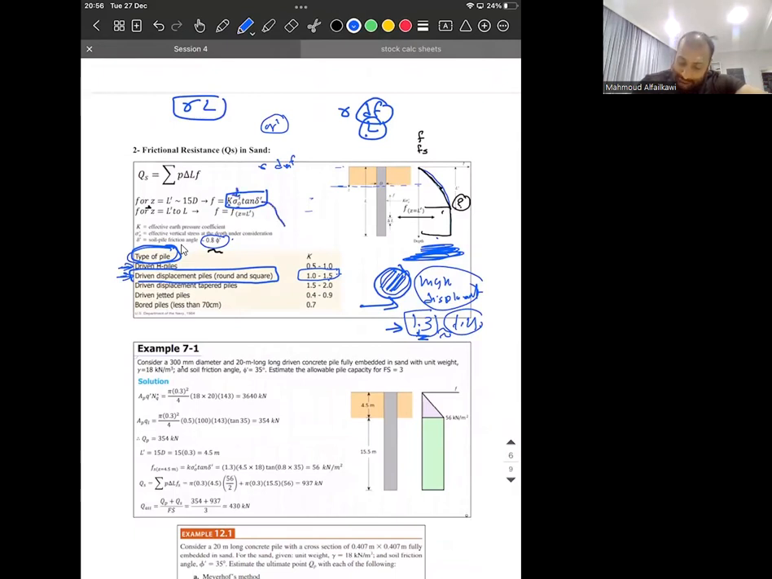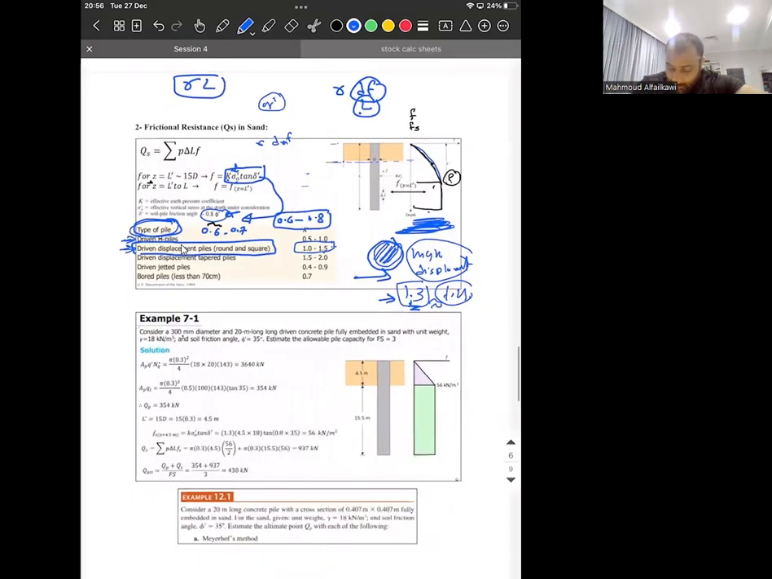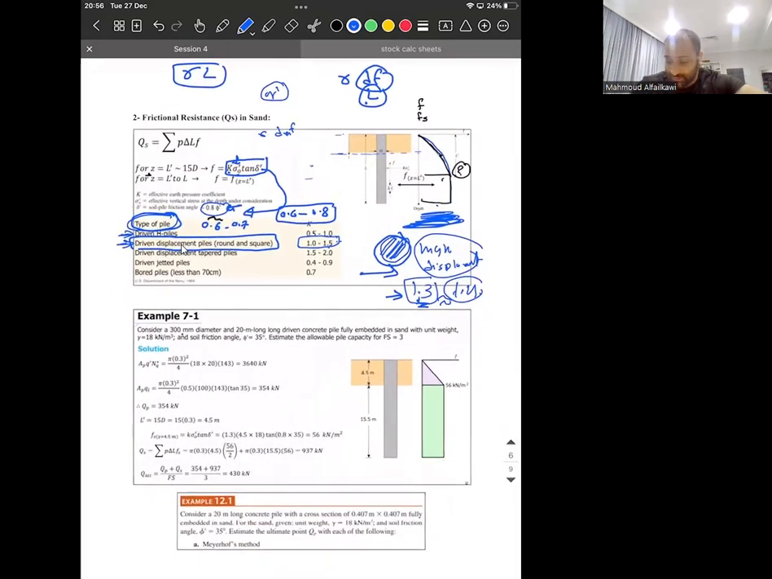Now, delta is defined as 0.8 phi. Braja's book uses 0.6 sometimes. I've seen 0.7, so it's safe to say that the range is from 0.6 to 0.8, but in this example I'm going to use 0.8, because that's what you're basically taught. But it's not wrong if you actually choose 0.6 or 0.7. Now we solved all the problems surrounding this.